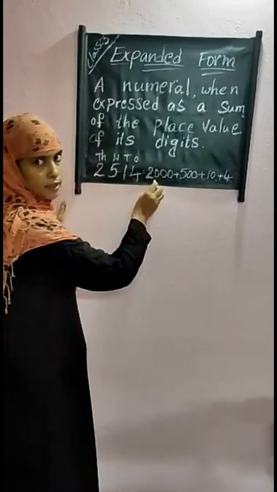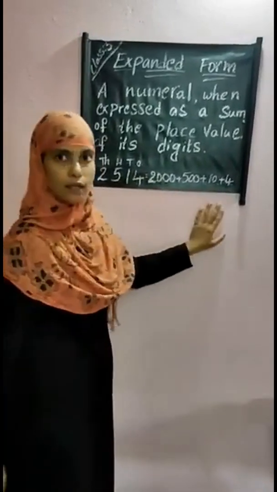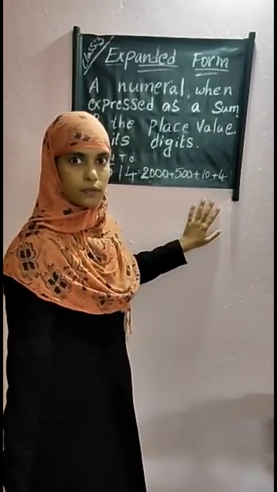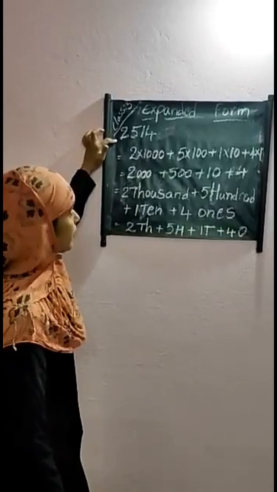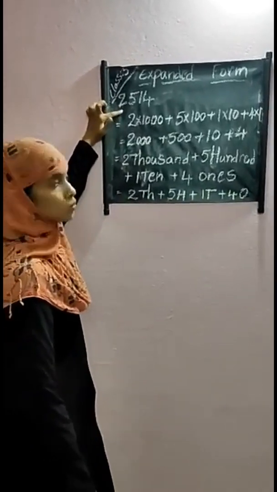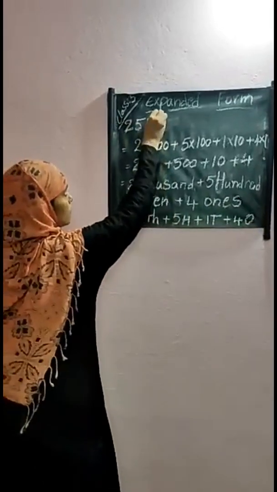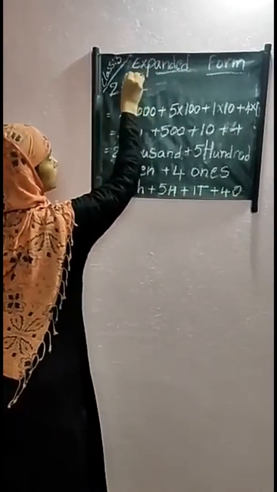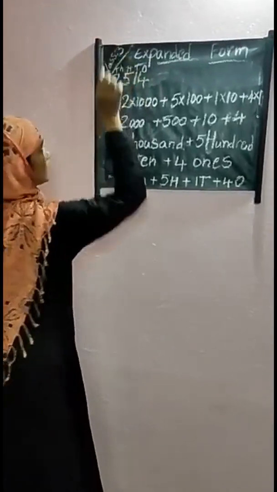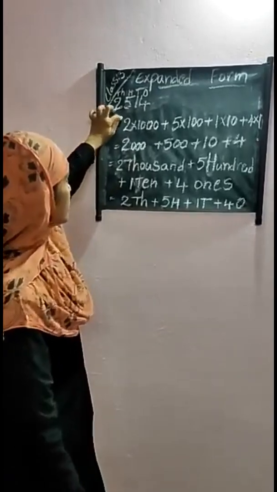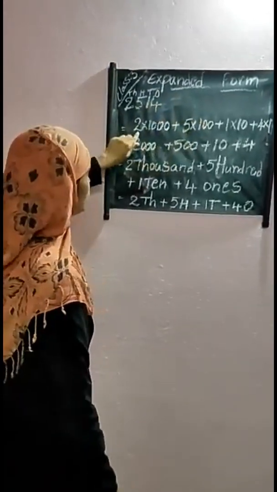Now, this can be written in word form. Here is one example of expanded form. We have a number 2514. We are writing the place values of the numbers: ones, tens, hundreds and thousands. Here we multiply with the place value. Each number is multiplied with its place value.